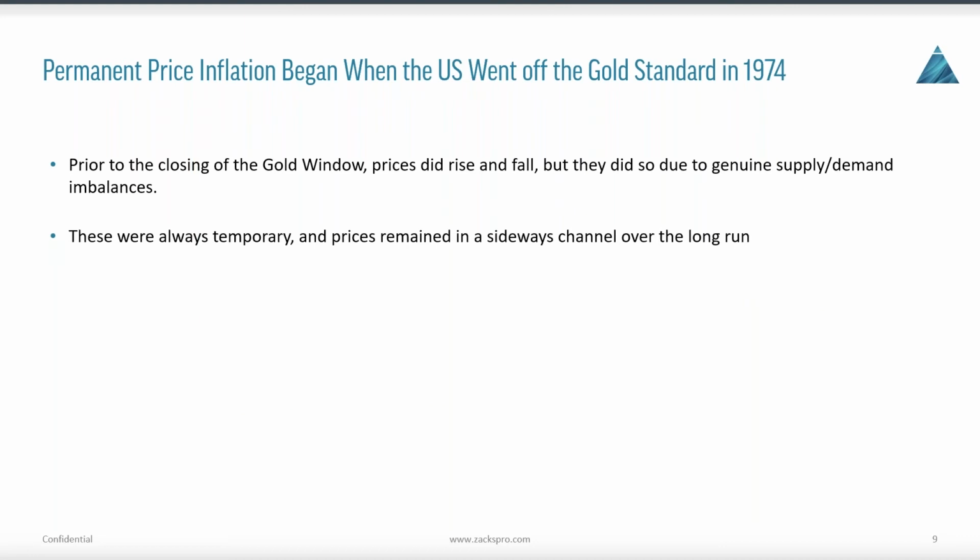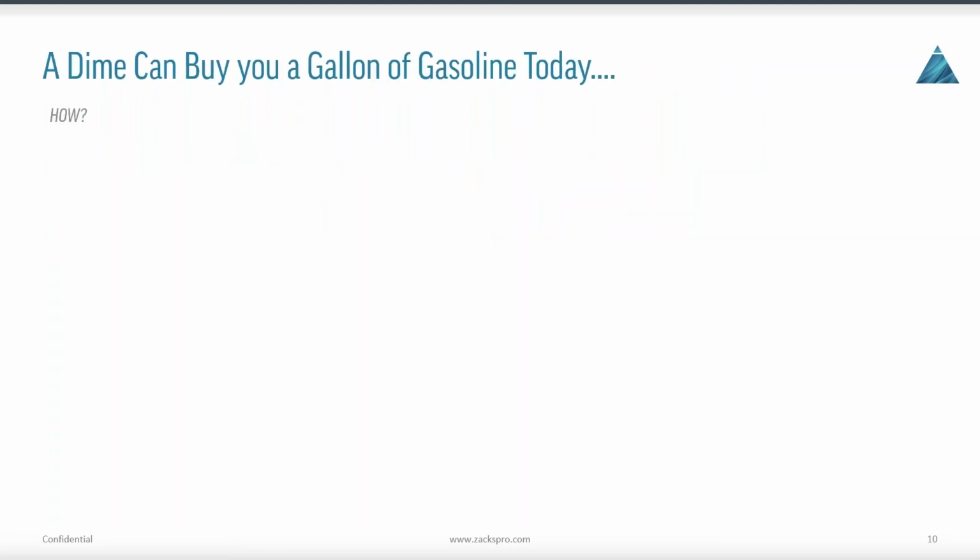So again, the point of this whole history lesson is that during the gold standard, there were periods of inflation, but those prices would always remain in a sideways channel over the long run, meaning it was always mean reverting at some point. Today, we don't have such a luxury. We don't have that because we don't have a standard on which our dollars are priced.